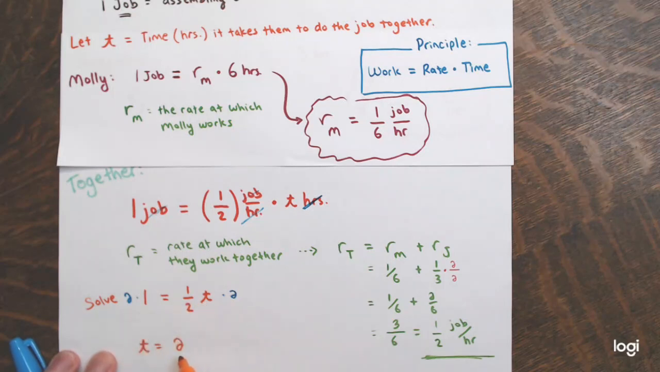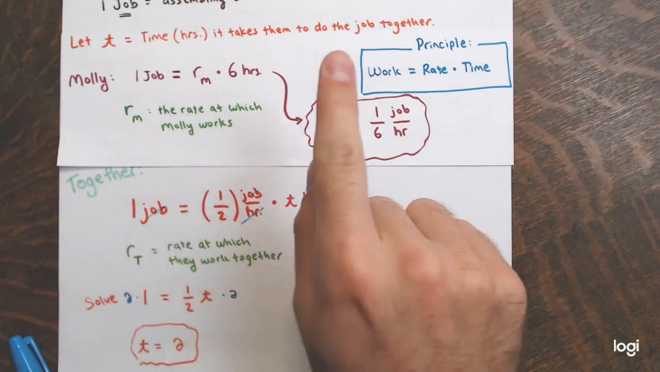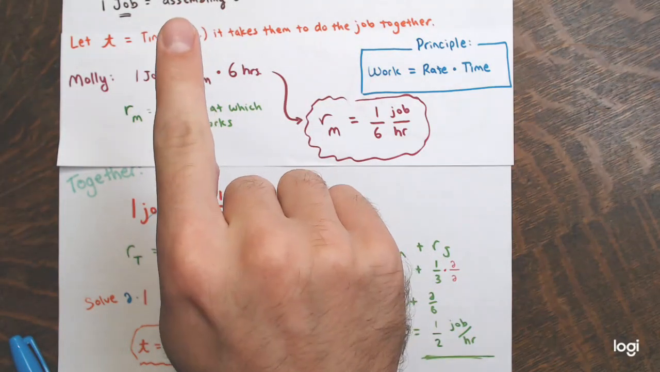Half of 2 is 1. This actually works out. Now this isn't the answer totally, right? This is the number representing the answer, but it is a word problem. You should answer word problems with questions in complete sentences, with units. So remember what t represented, right? It was the time it took them to do the job together in hours.